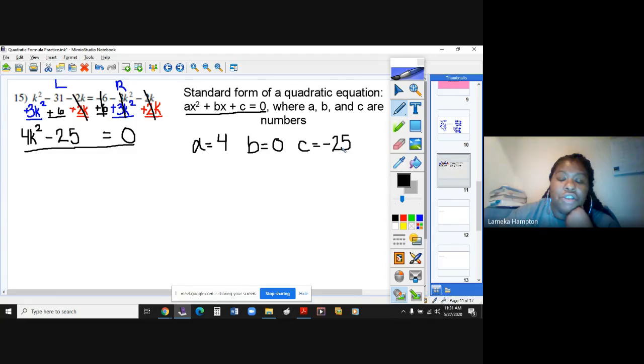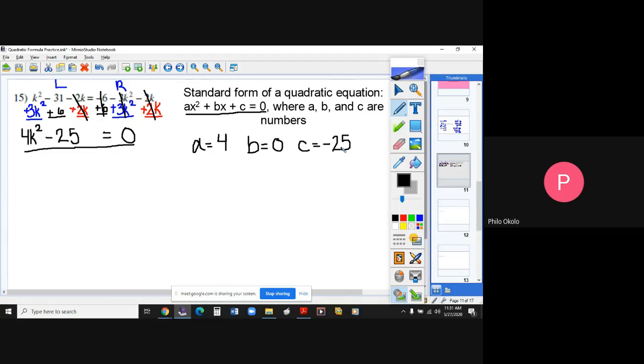Yes, Miss Philomena, do you have a question? Yes. 4k squared negative 25. Then if we are placing the standard form for the quadratic equation, a equal to 4, I thought that b will be negative 25, while c will be 0. Can you explain that?